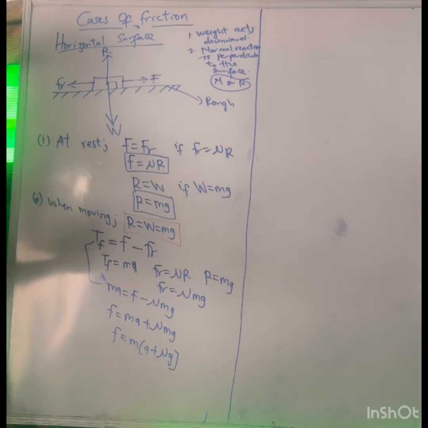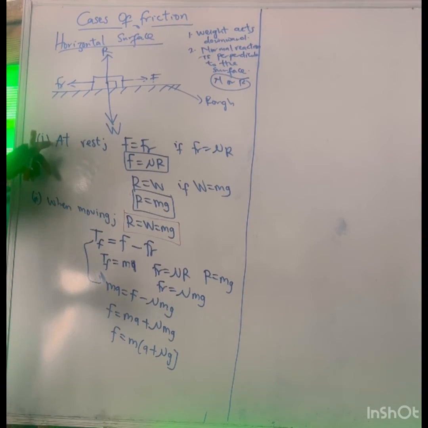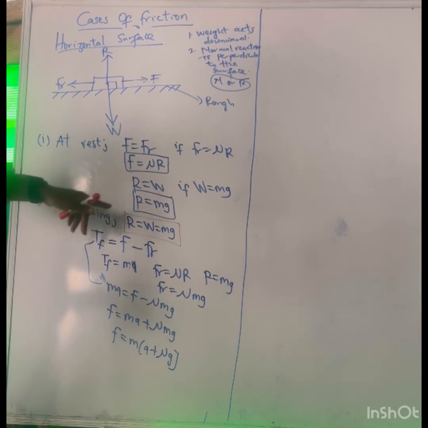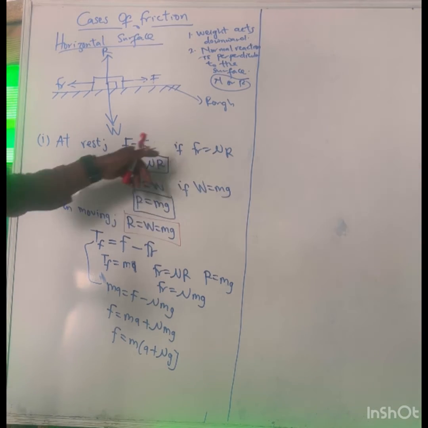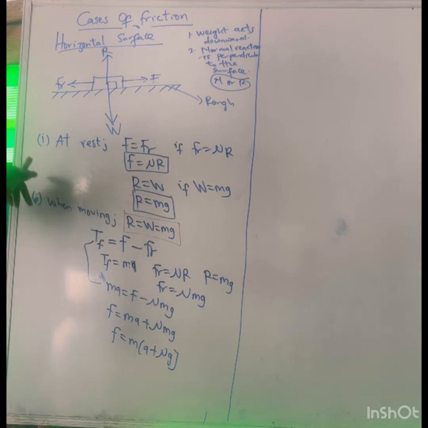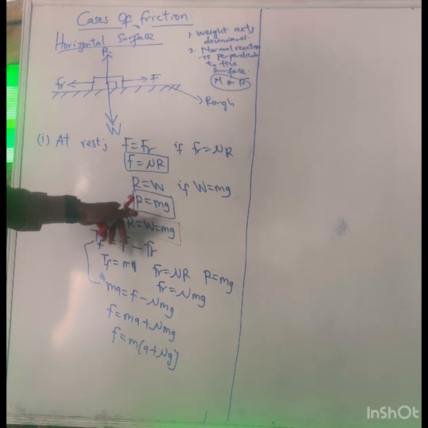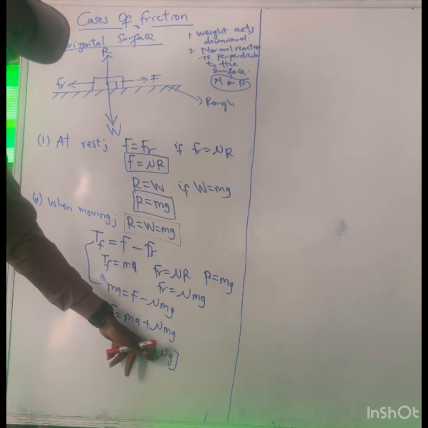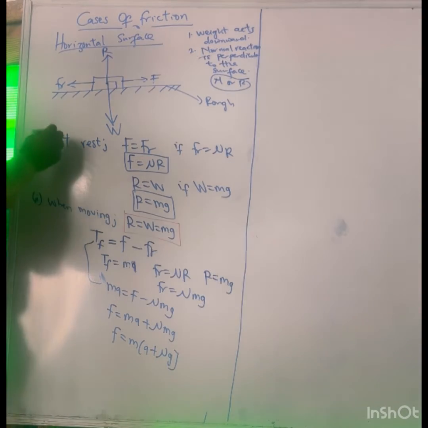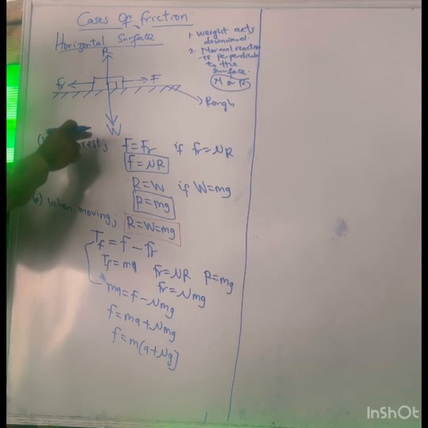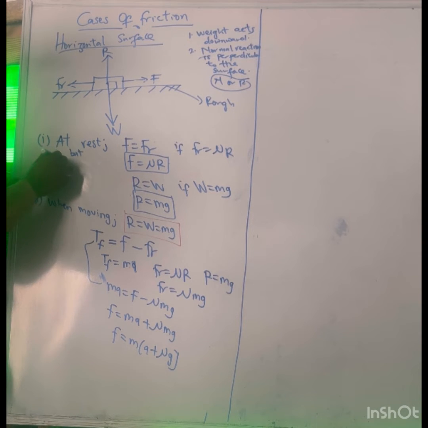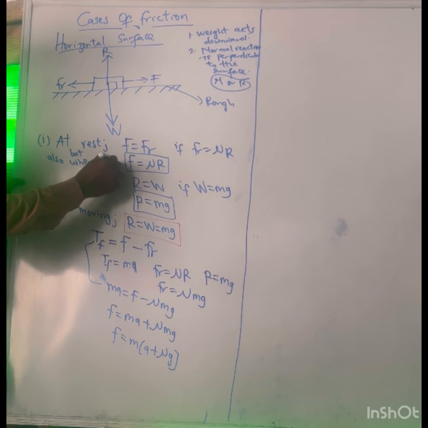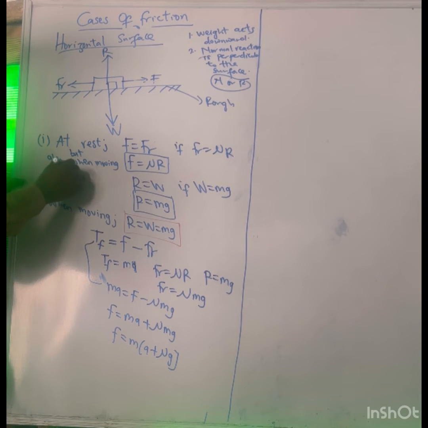So guys, before I move on, you have to know that this case 1, which is at rest, is when R is equal to mg, F is equal to mu R. This case 2 is when it is in motion. Then my R is also equal to W, also equal to mg, and my F is equal to what? Ma plus mu mg. But you now note that this at-rest case is not only for at rest, but also when moving at constant speed.